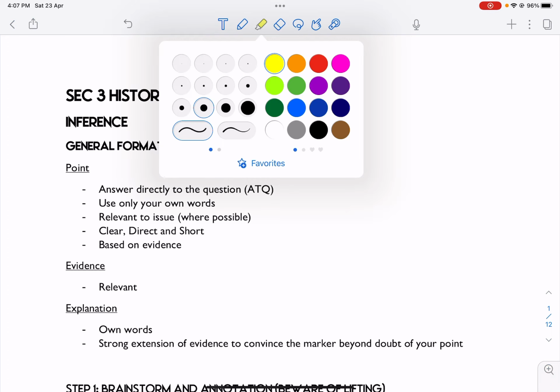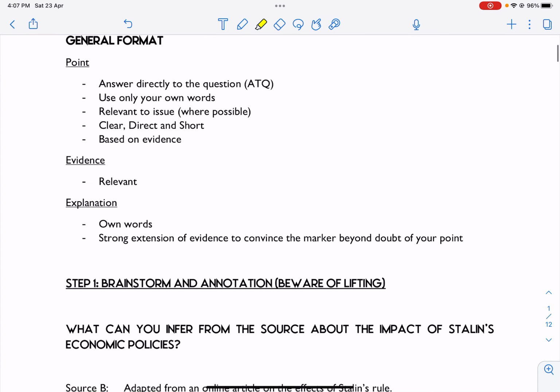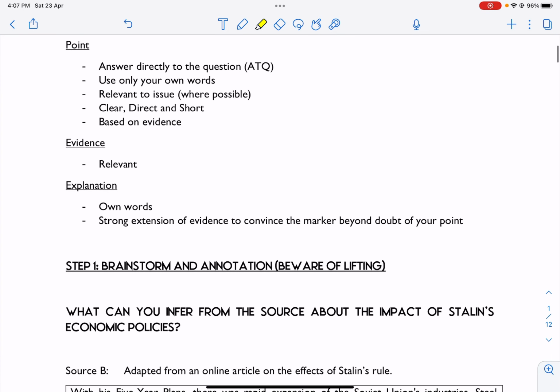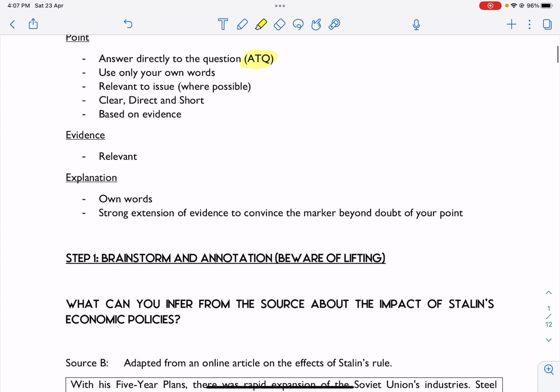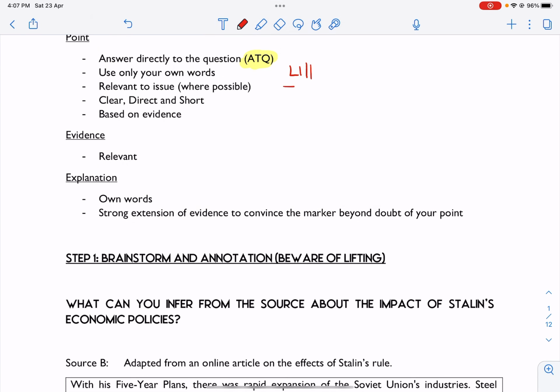Alright, so for your basic inference question, you need to know the format. These are quite basic things. Number one, please answer directly to the question, or in other words, ATQ, or respect the question. Follow the phrasing exactly. Number two, please use your own words, because if you don't, you will drop down back to L11. Any lifting is called L11.